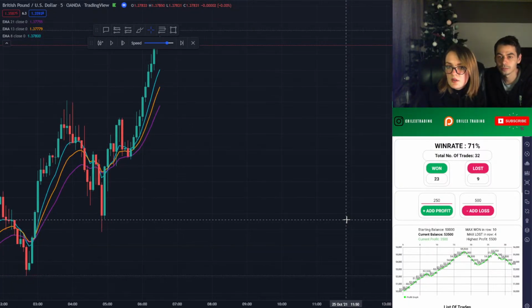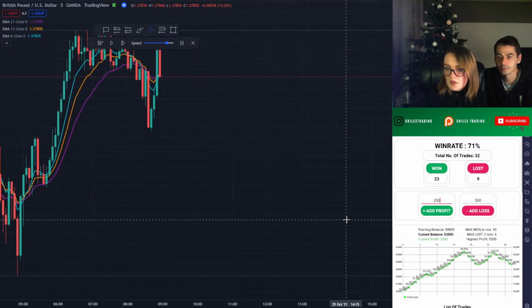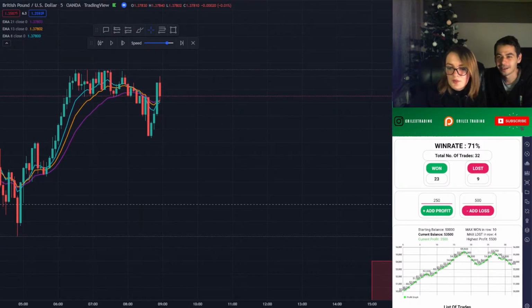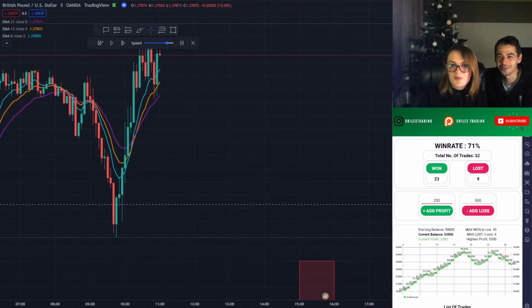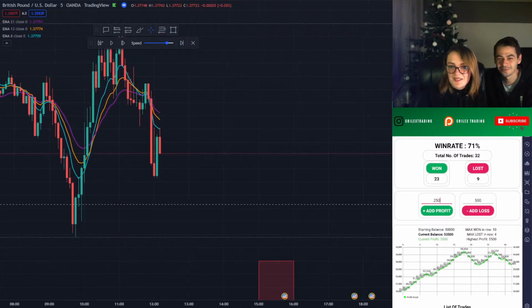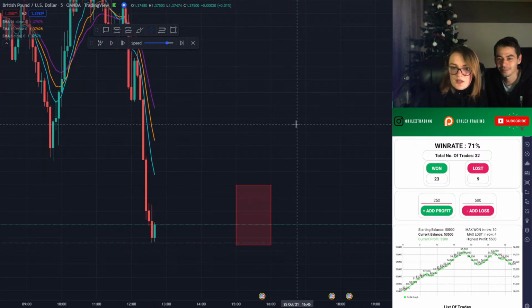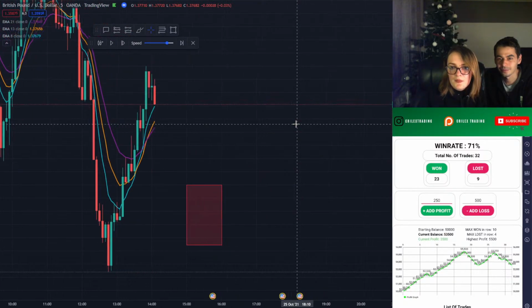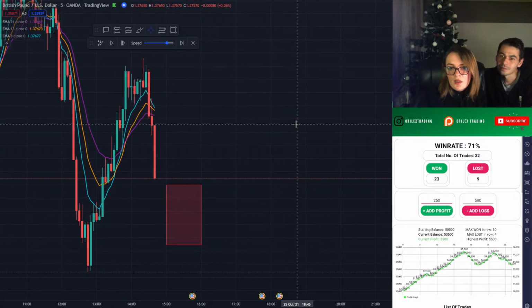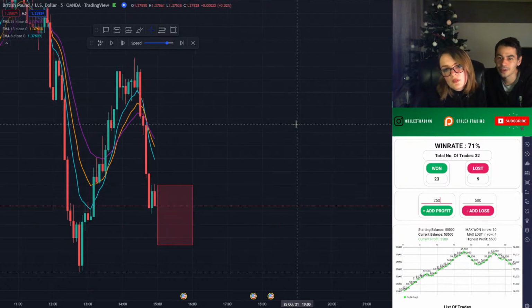Okay, we can see a small sell zone here. It's way down. I think it will be an impulsive move. Oh, nice one. We can see some strong momentum here. And we are in the zone, but I don't think we will have any entries here.